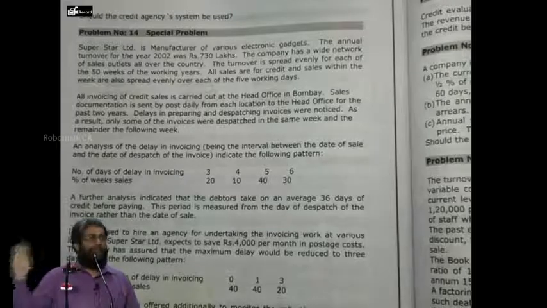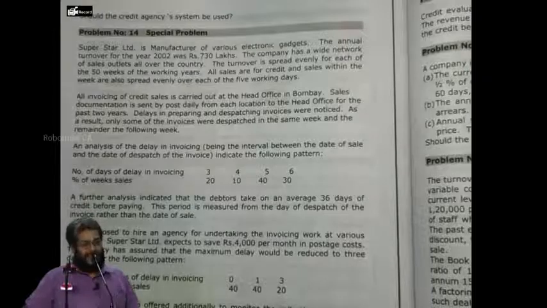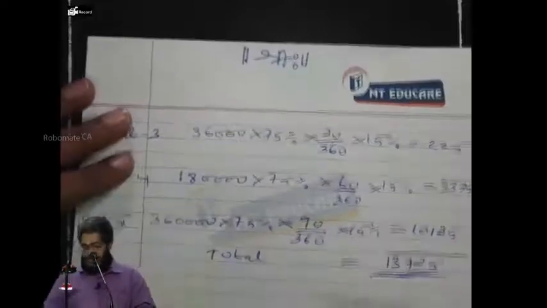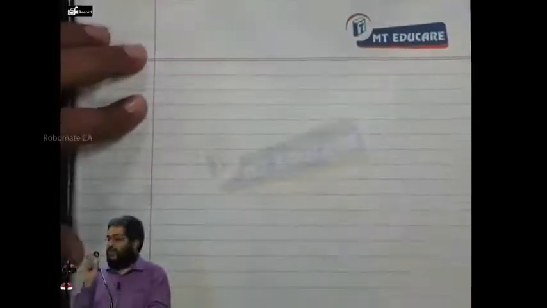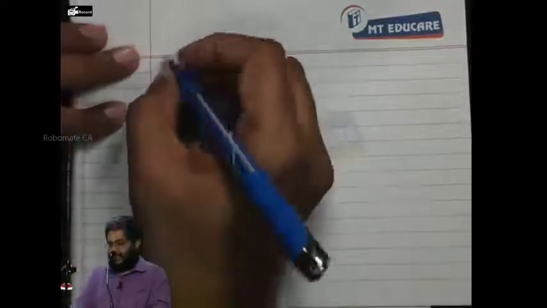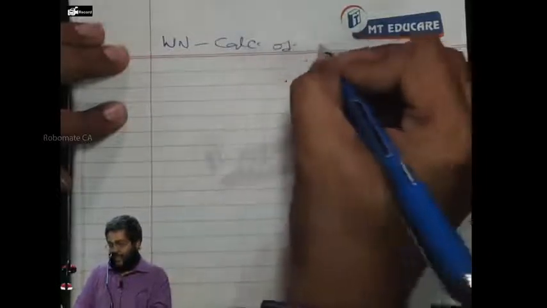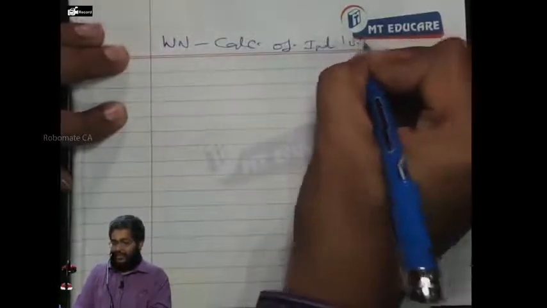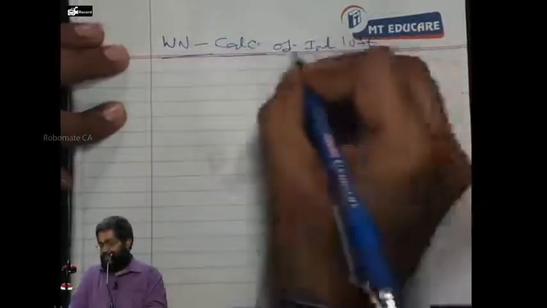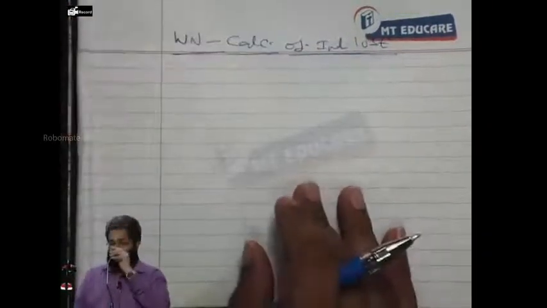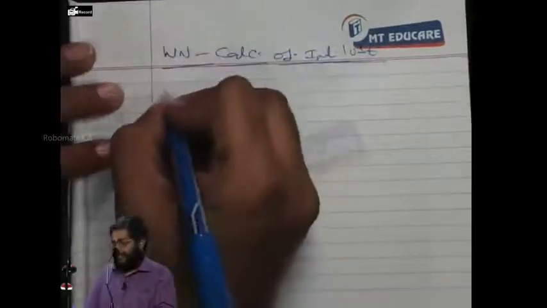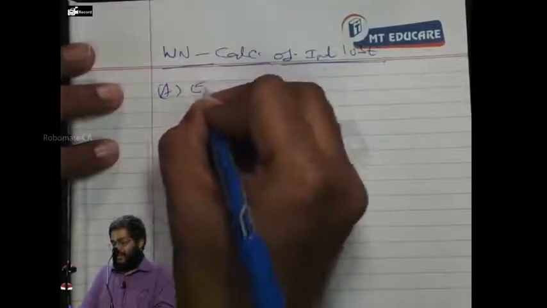Are you following or not? Now, the only working note to be done is what? Interest loss. Write down: Working note. Calculation of interest lost. Can you start or not? No. First, write capital A: Existing interest lost.